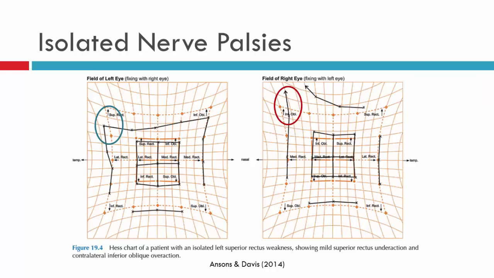So we can see here a Hess chart of a patient with an isolated superior rectus palsy, and it's of the left eye. Again, we can see in the outer field the superior rectus underaction and just a mild one in the inner field. And we can see the contralateral synergist overacting in the outer field as well as in the inner field.